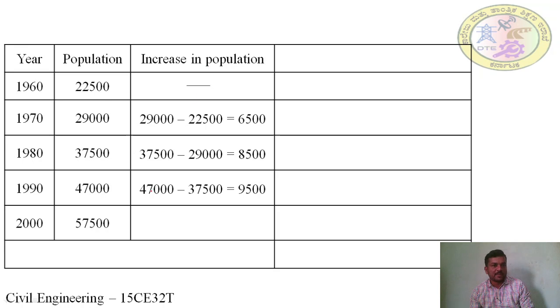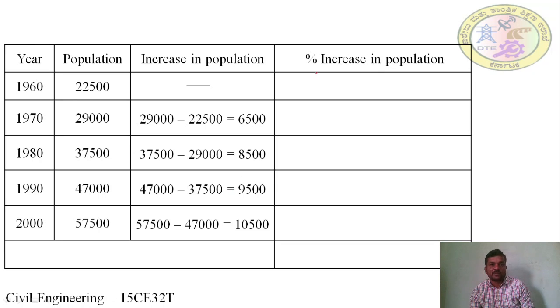The increase in population for the decade 2000 is 57,500 minus previous decade population, that is 47,500, that is equal to 10,500. So after finding the increase in population, we need to find out the percentage increase in population.